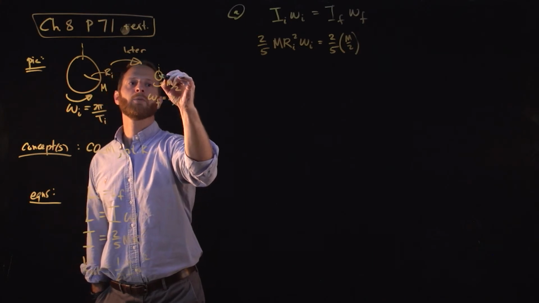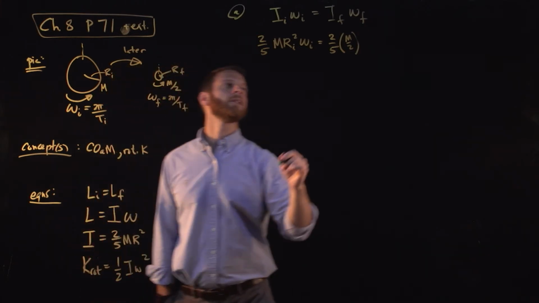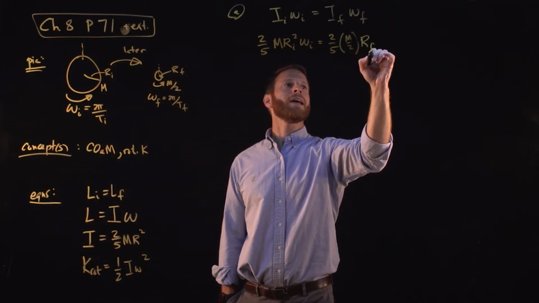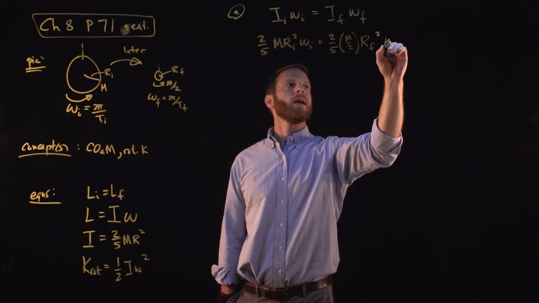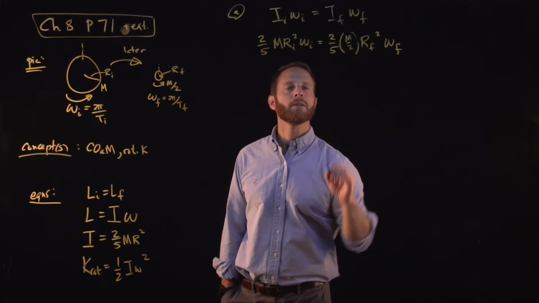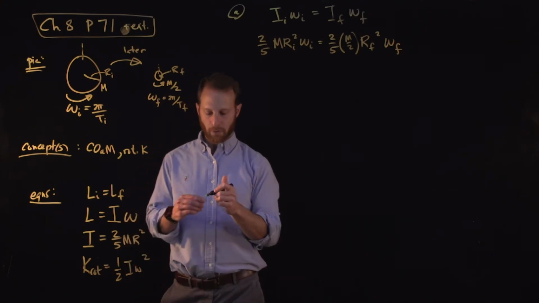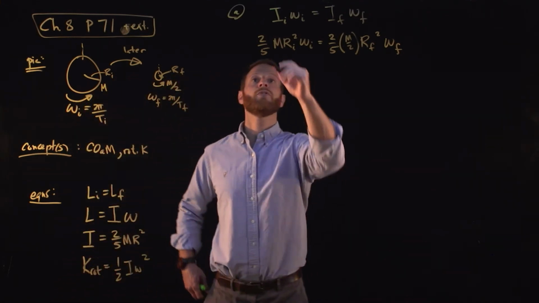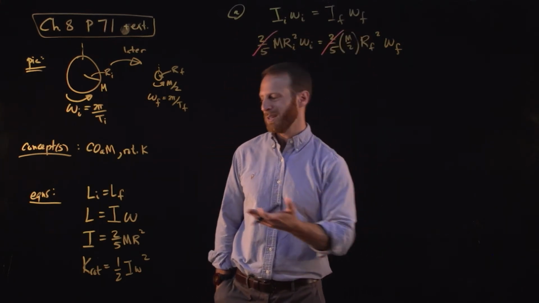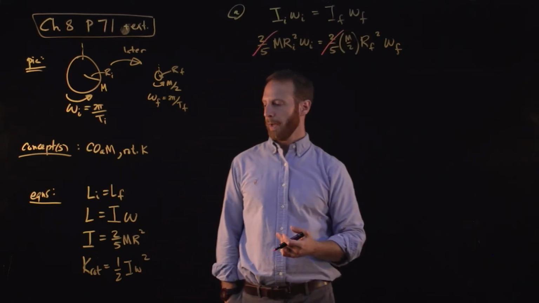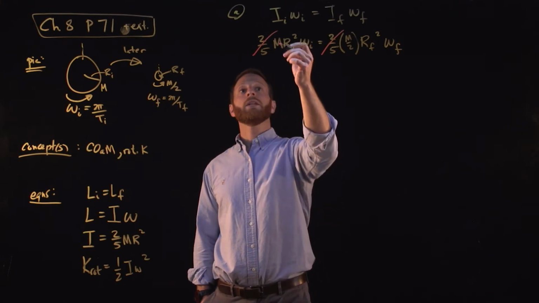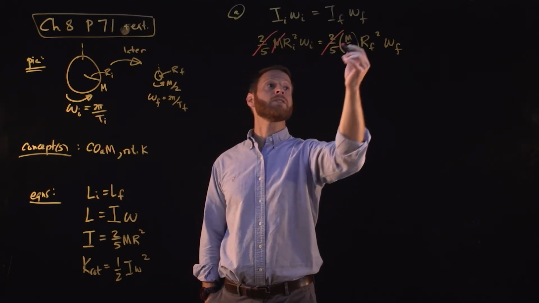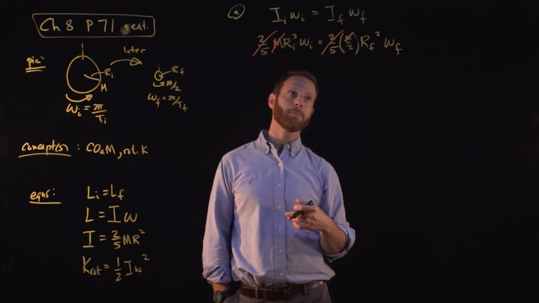It ends up with a final radius Rf. So that means over here I should put Rf squared and final rotational rate. I think so far we've been pretty careful and we're in decent shape. Let's clean this up a little bit. The 2/5 cancels, which again reminds you that it didn't really matter so much what its moment of inertia was. The initial mass doesn't matter either. All we need is the fact that it's half of what it was before.